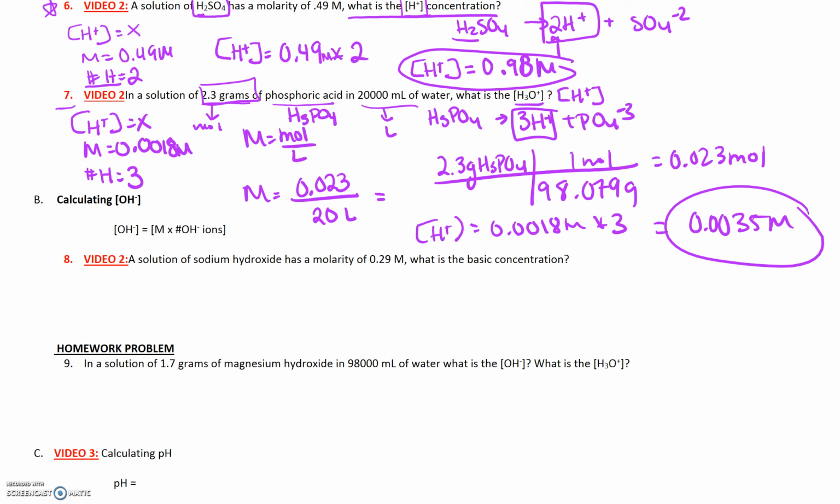Okay, the next problem is exactly the same as the first, except for now we're finding our hydroxide ion. So this one only works if we're talking about something that's a base. So we have a solution of sodium hydroxide, which is NaOH. Okay, we know this is a base. It ends in OH, so we can use this formula without doing any conversions.